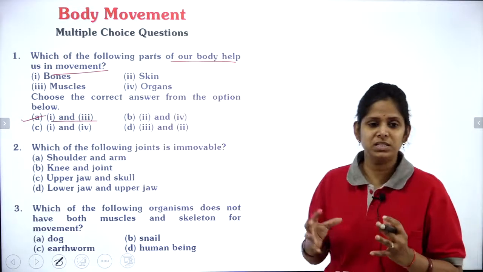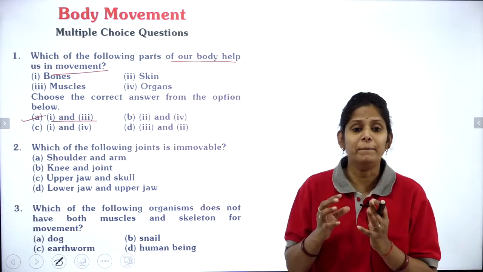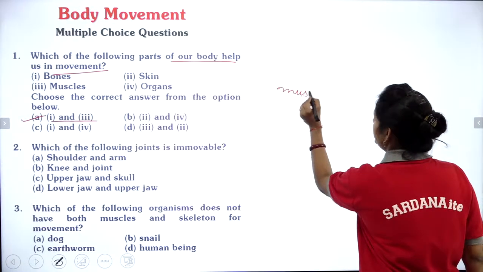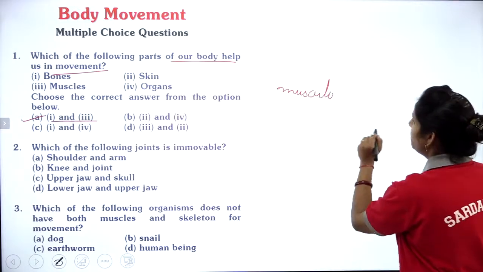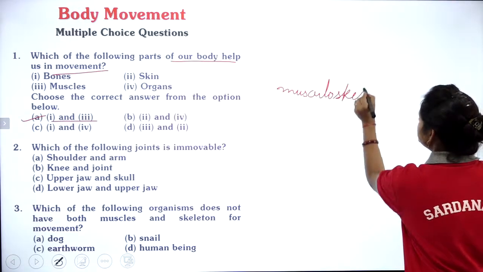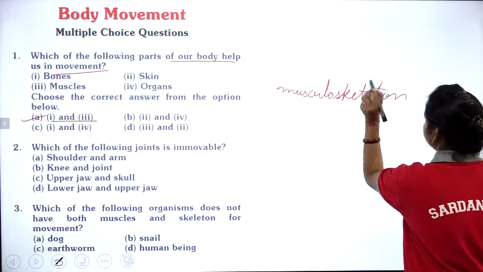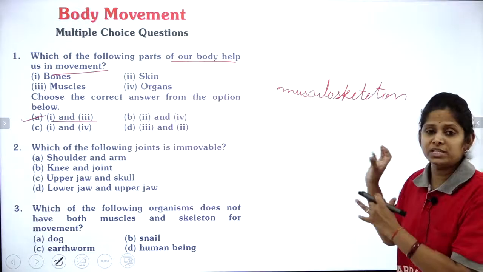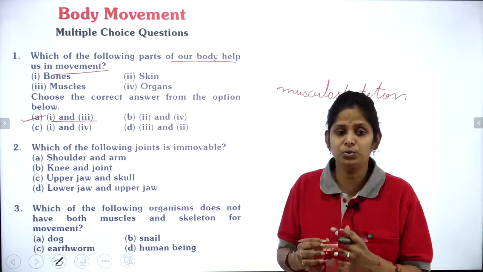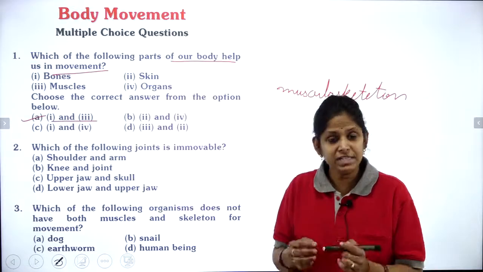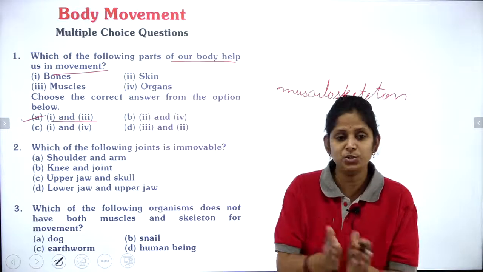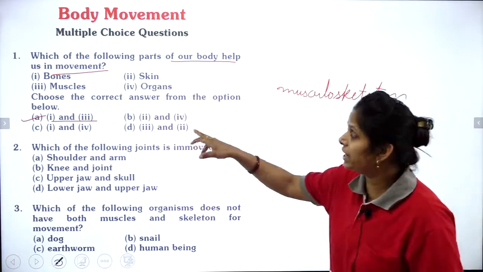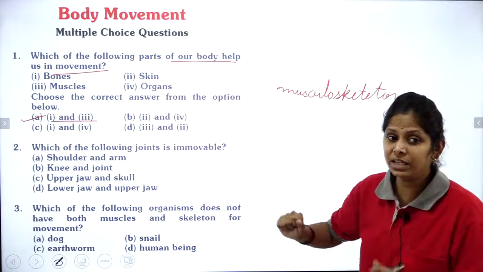Actually these bones and muscles together form the musculoskeleton. What does it form? The musculoskeleton. And this musculoskeleton enables us to move, and easily we can move from one place to another. Why? It is because of this musculoskeleton. So bones and muscles help us in movement.